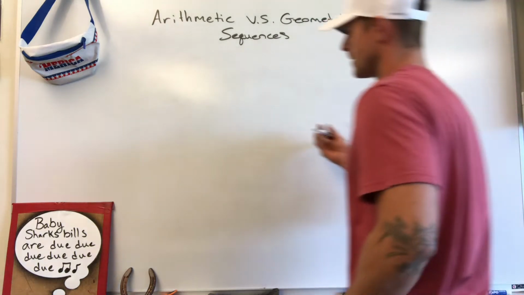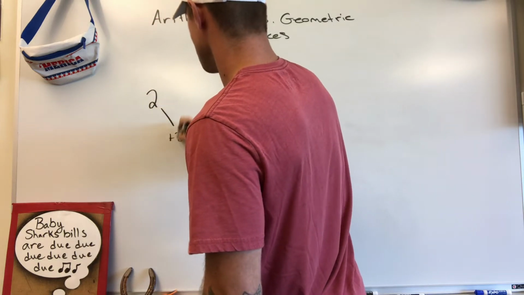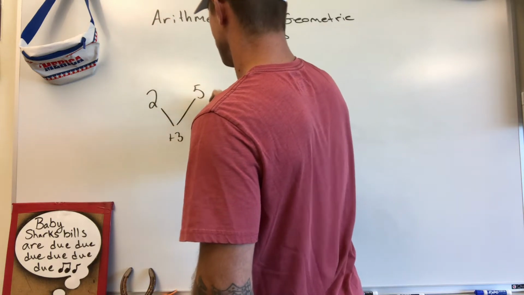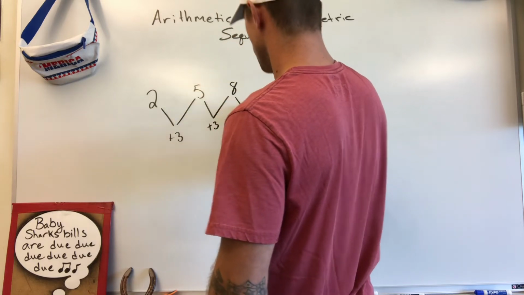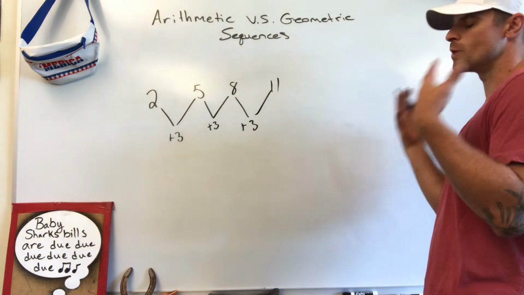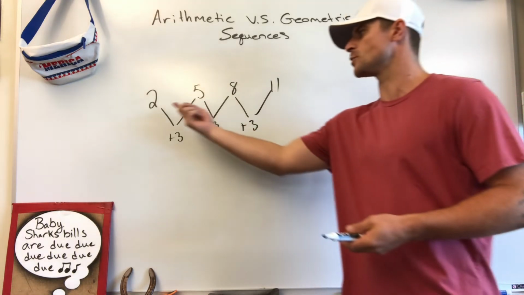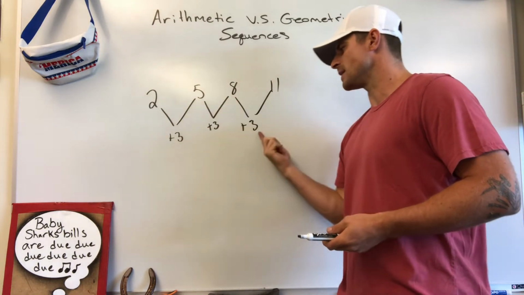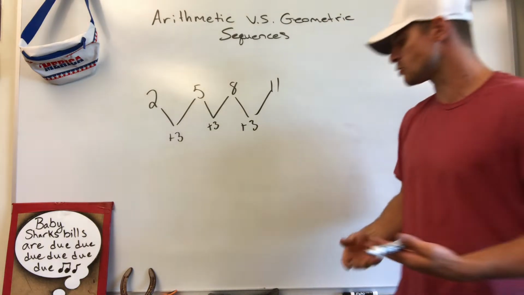So arithmetic, that's going to be something like 2 plus 3 gives me 5, plus 3 gives me 8, plus 3 gives me 11. That is an arithmetic sequence right there because we have a common difference between each number. That difference being 3, a value of 3. We're just adding, okay? We could also be subtracting.